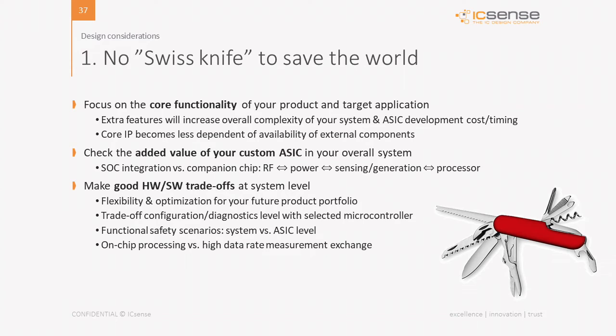The fourth reason you need to consider is what will be the processing on chip versus off chip, and what's also the data rate related to that. So sometimes it's better to do some on-chip processing to lower the data rate exchange with your microcontroller.